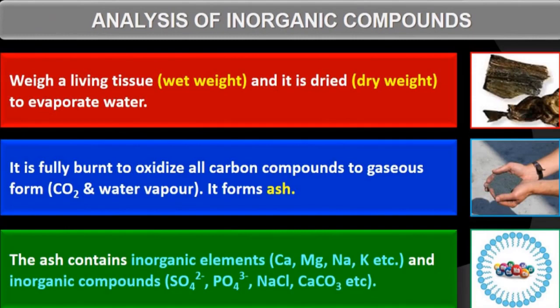Next is about analysis of inorganic compounds in a tissue. For doing that, first of all we will take some living tissue and weigh that living tissue, and that weight will be wet weight. Consider we are taking some fresh leaves from any plant. At that time those leaves will have some moisture content also, and with that moisture the leaves' weight will be called wet weight. So the wet weight of a living tissue will be taken first, then it is dried.